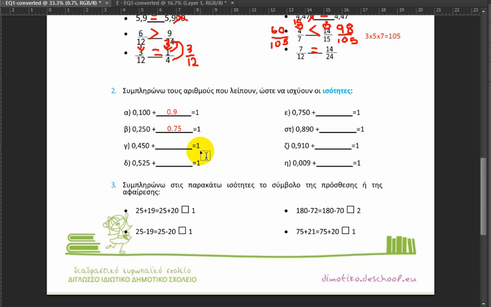Next up, we have the difference between 1 and 0.45, which is 0.55. Next, we have the difference between 1 and 0.525, which is 0.475. Here we have the difference between 1 and 0.75, which is 0.25. Oh, what did I write?